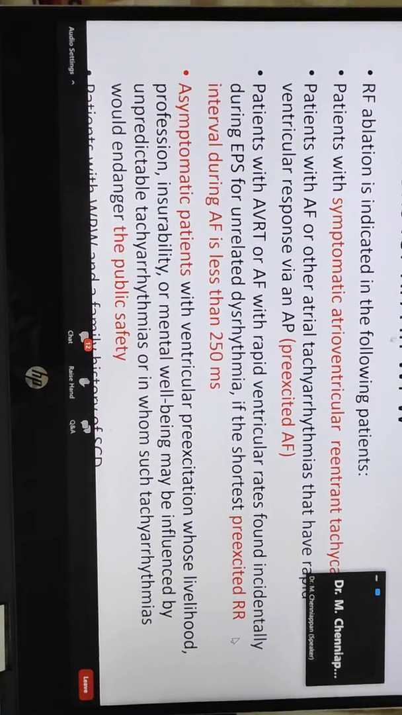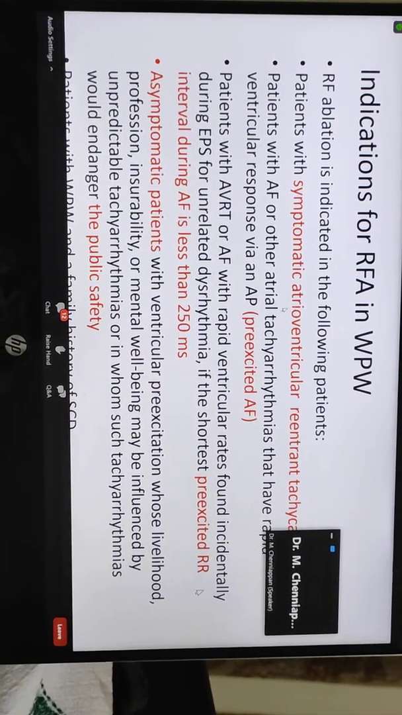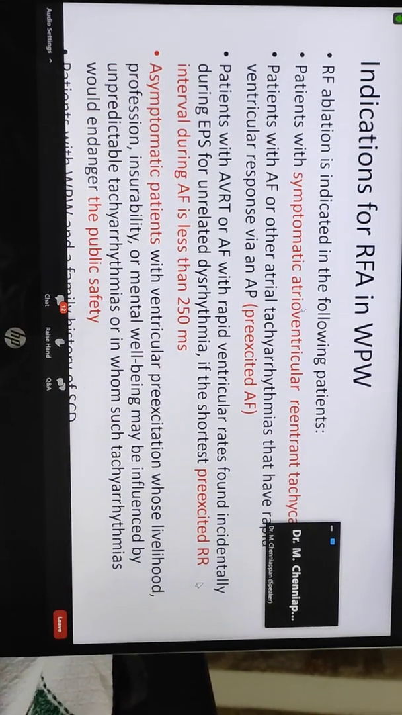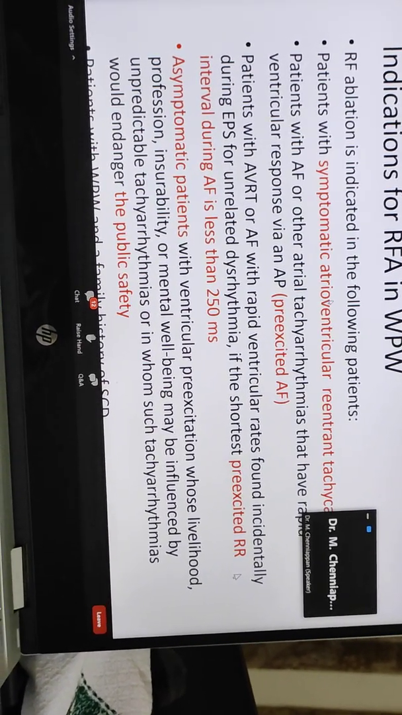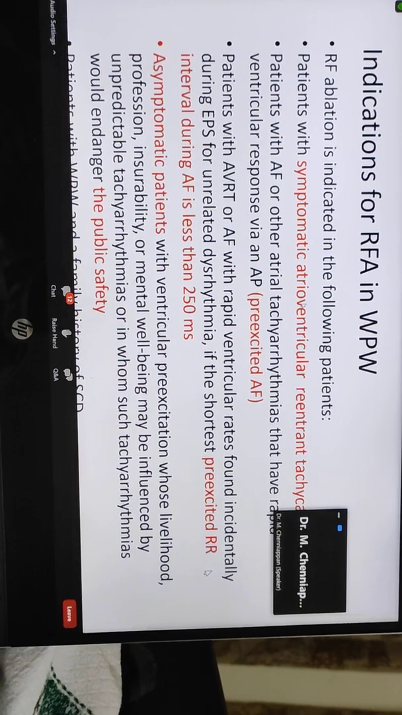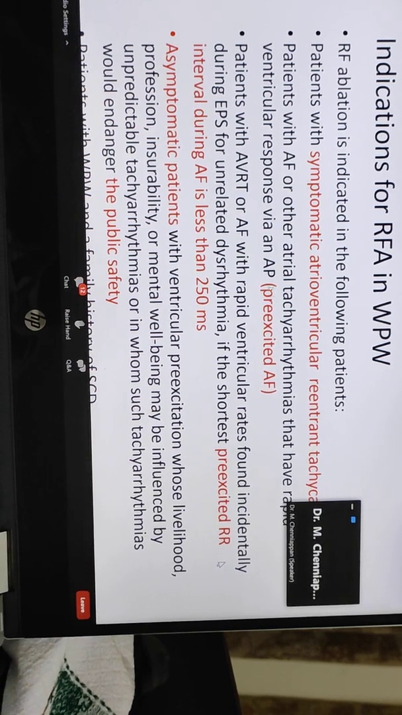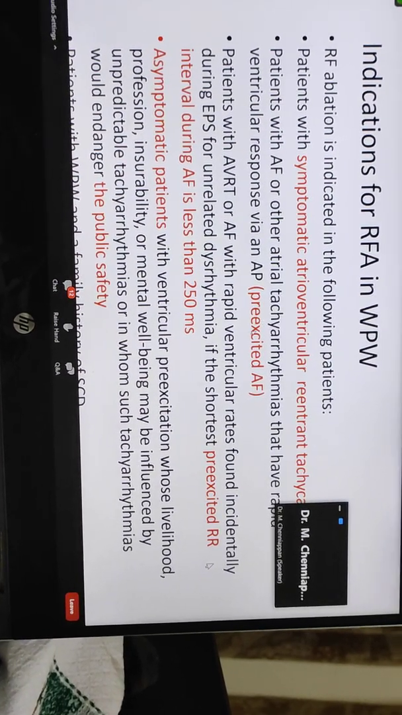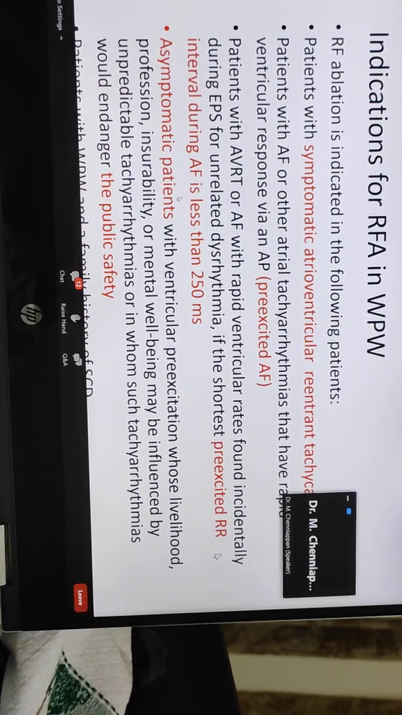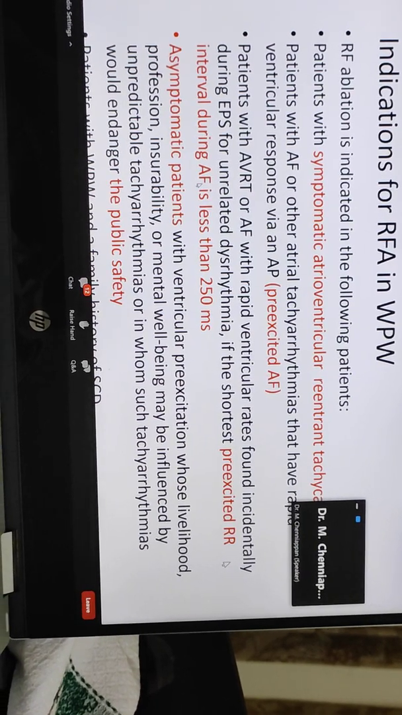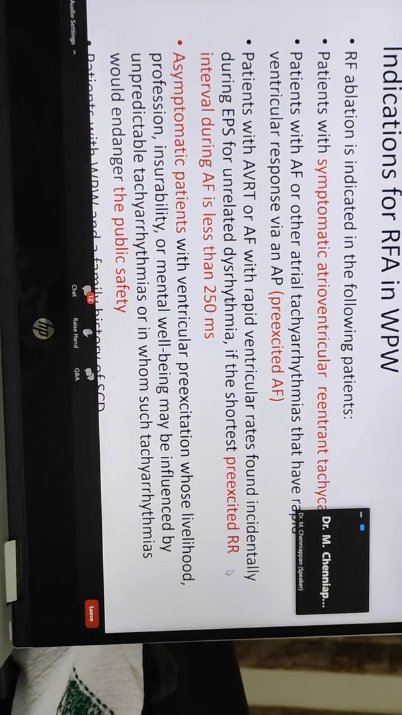What are the indications to do radiofrequency ablation in WPW syndrome? Even one episode of either orthodromic or antidromic tachycardia in WPW syndrome is an indication to do a radiofrequency ablation. Even one episode is enough as the indication for ablation. If the patient has even one episode of atrial fibrillation, a pre-excited atrial fibrillation, wide QRS fast irregular tachycardia, it is an indication to do RF ablation. When you have atrial fibrillation and the pre-excited RR interval in your atrial fibrillation is less than 250 milliseconds, immediate radiofrequency ablation.